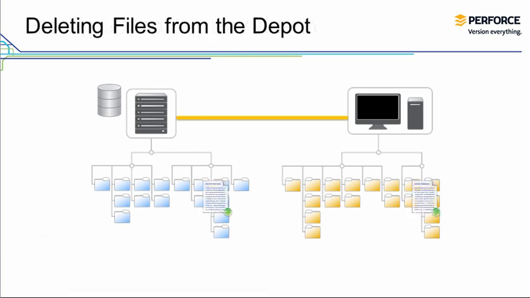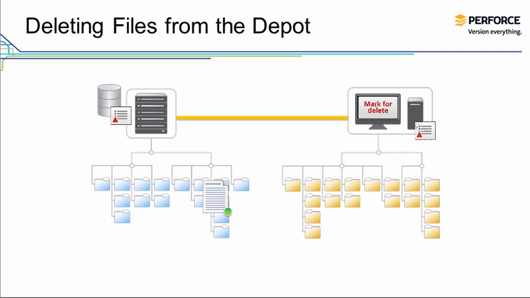To delete a file or folder from the depot, you mark it for delete in your local workspace, which immediately removes the file from your local file system and adds the deletion to a pending change list, either the default change list or a numbered change list specified by the user.